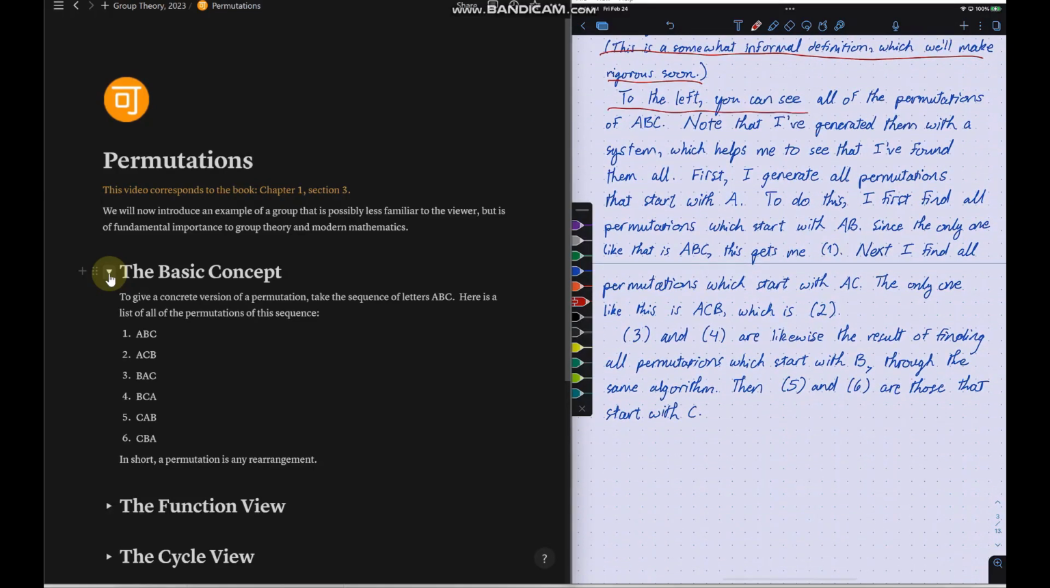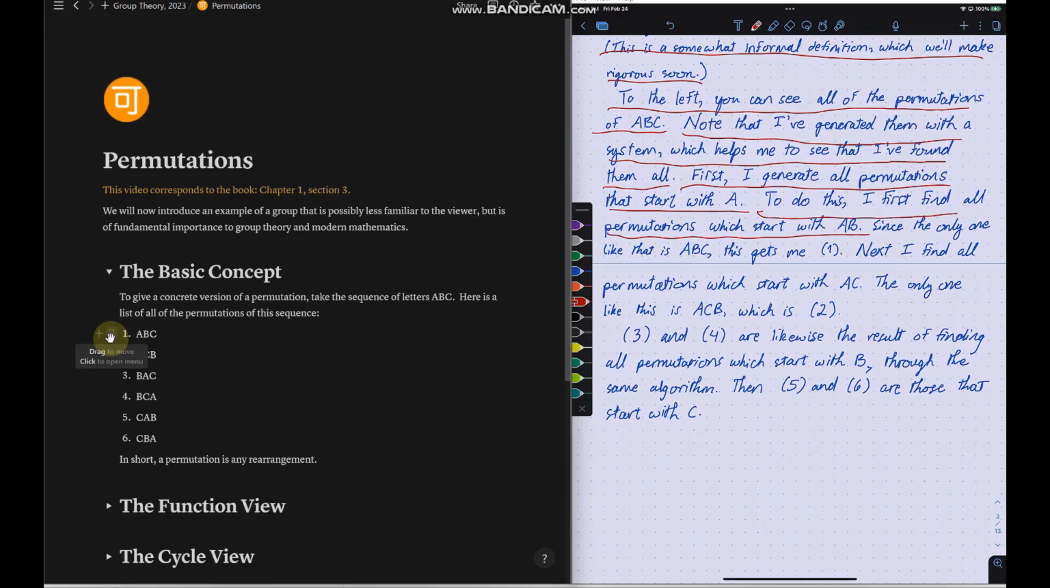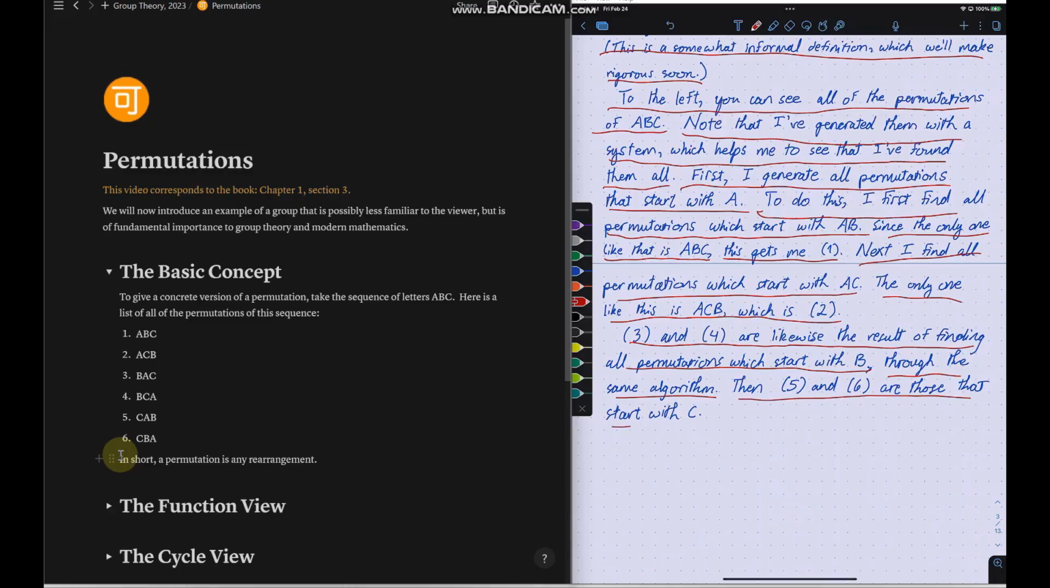To the left, you can see all of the permutations of ABC. Note that I've generated them with a system, which helps me to see that I've found them all. First, I generate all permutations that start with A. To do this, I first find all permutations which start with AB. Since the only one like that is ABC, this gets me 1. Next, I find all permutations which start with AC. The only one like this is ACB, so that gets me 2. 3 and 4 are likewise the result of finding all permutations which start with B, through the same algorithm. Then 5 and 6 are those that start with C.